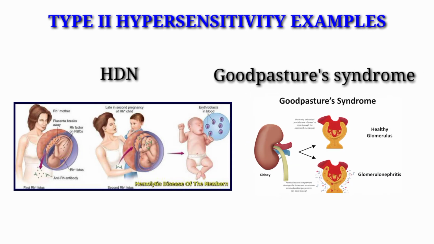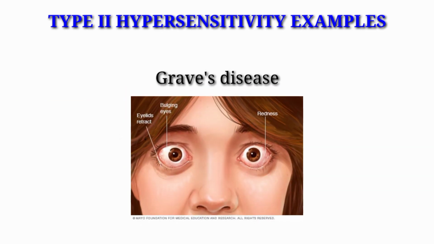Next example is Goodpasture syndrome. This is caused by autoantibodies that recognize the basement membrane of the pulmonary and renal blood vessels, resulting in glomerulonephritis and pulmonary hemorrhage. This is usually a disease of childhood. Next example is Graves' disease. An example of anti-receptor type 2 hypersensitivity is observed in Graves' disease, in which anti-thyroid stimulating hormone receptor antibodies lead to increased production of thyroxine.